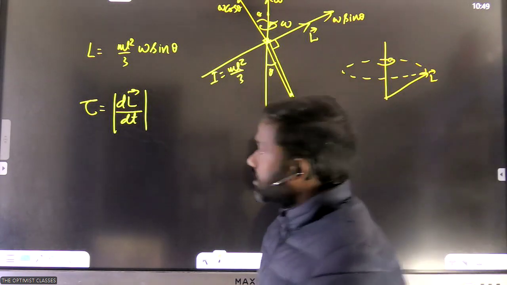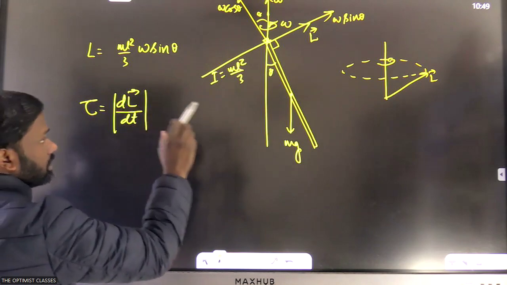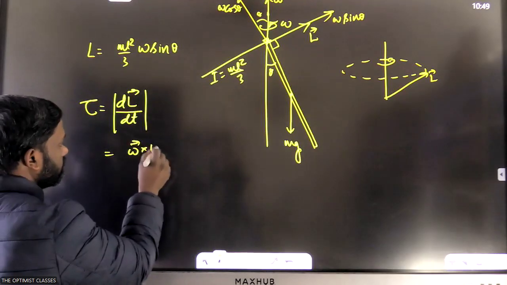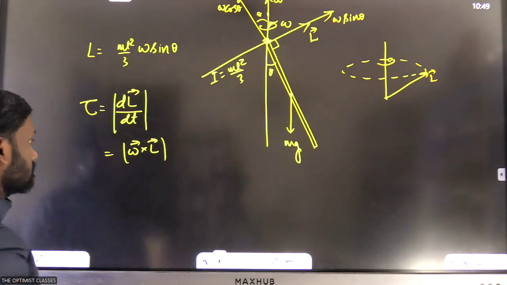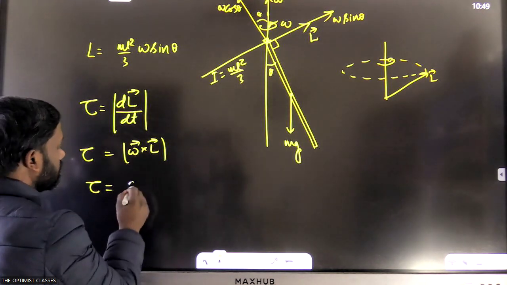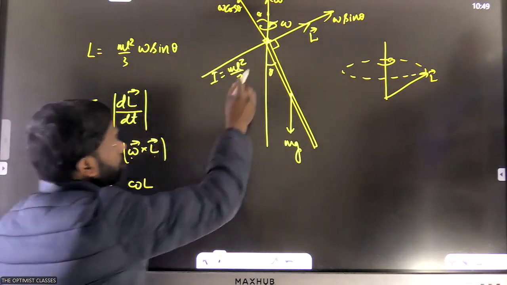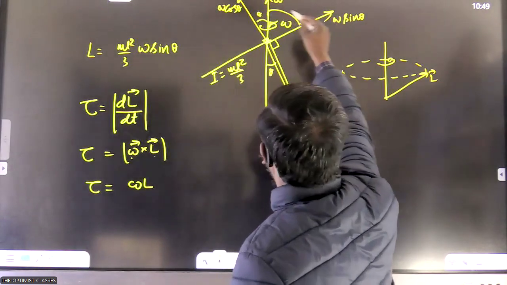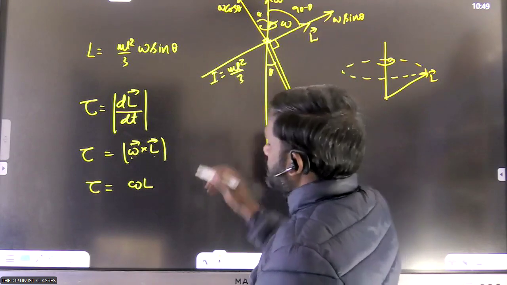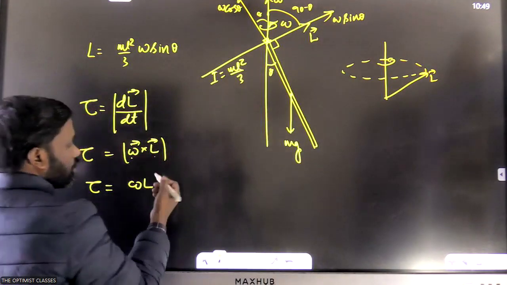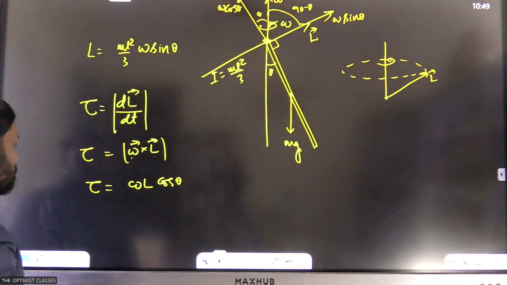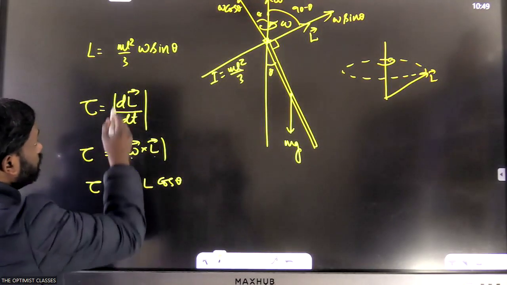So torque we can write like this. This angular momentum vector is rotating, and when a vector rotates, the rate of change of the vector is written as omega cross L. That is the torque. So torque will be equal to omega cross L. The angle between omega and L here, you see, this is the direction of omega and this is the direction of L. So this is theta, and this angle is 90 minus theta. So omega cross L is omega L sin(90 minus theta), which becomes cos theta. Therefore torque is equal to this much. We can put the value of L here.